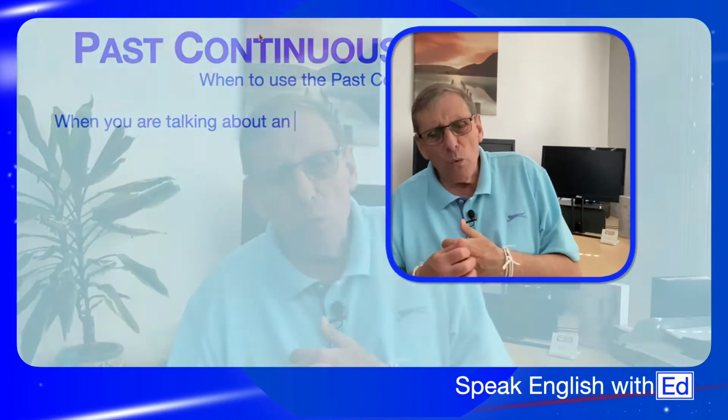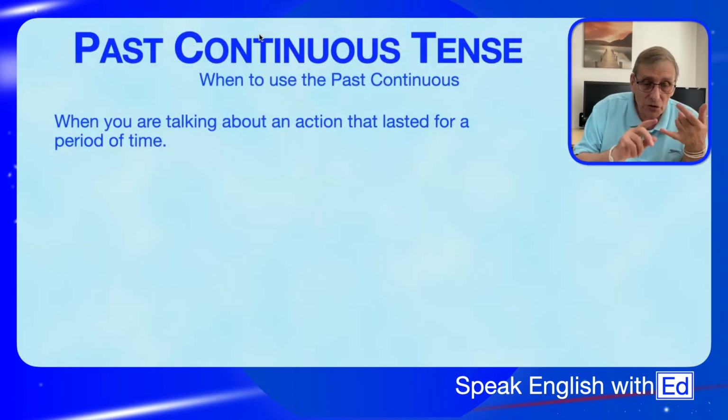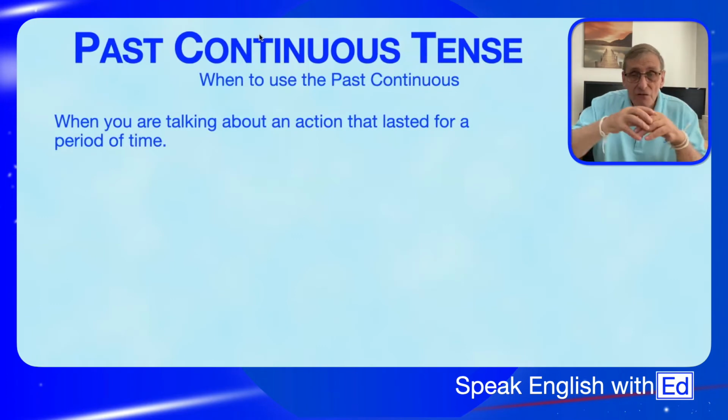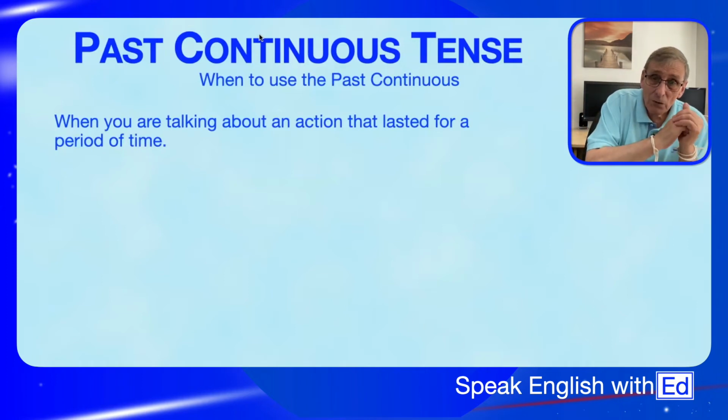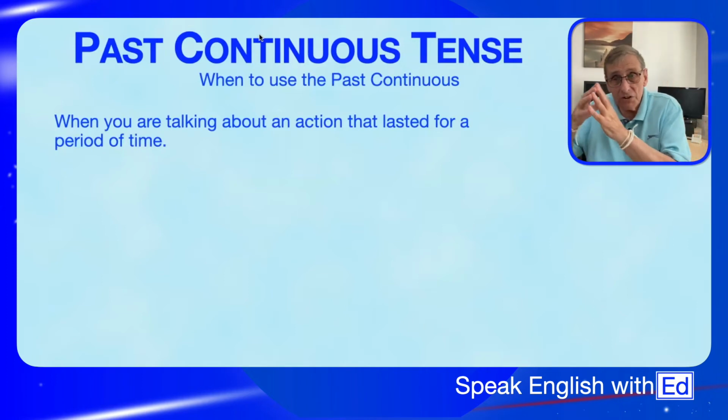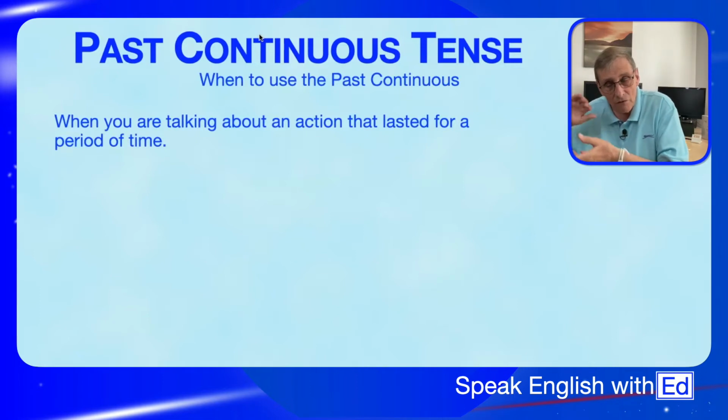So when you use the past continuous tense, under what circumstances would you use it? Well, first of all, you would use it when you're talking about an action that lasted for a period of time, just like we've just seen there. He was working in the garden between 7 a.m. and 4 p.m.